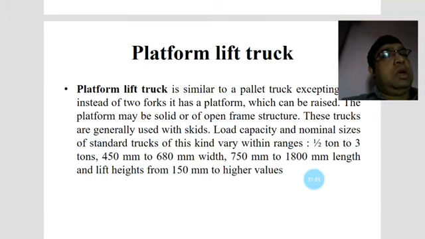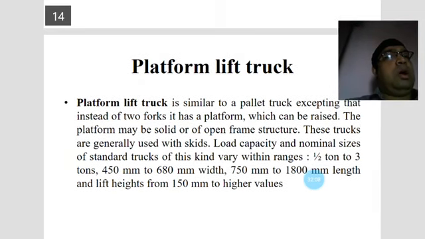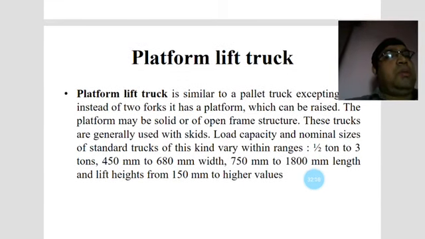And no power is required. A width of 450 millimeter to 650 millimeter, a length of 750 millimeter to 1800 millimeter, and a lift height from 150 millimeter to higher values are also considered for the platform lift trucks. Basically, two forks will be mounted to this platform lift truck.